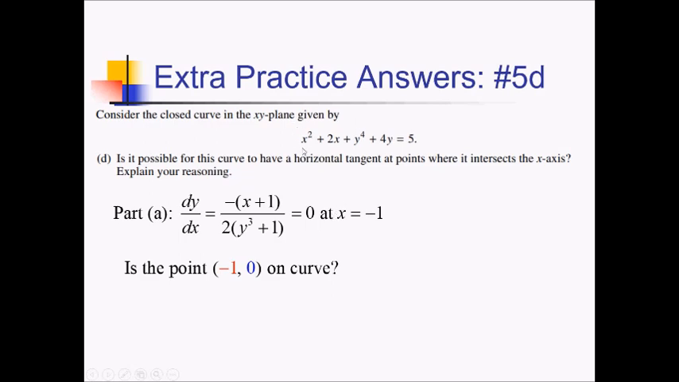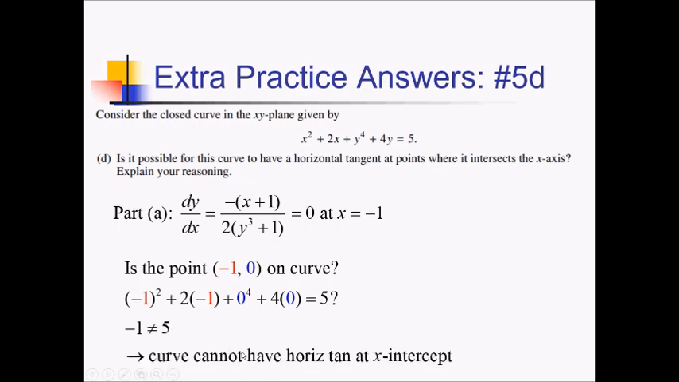So we're going to have (-1) squared plus 2 times -1 plus 0 to the 4th plus 4 times 0 equals 5, question mark. And let's see here. So this is 1 minus 2. That's -1. All these other things get zeroed out, and we still have 5 on the right side. So does -1 equal 5? Sure doesn't. So that means it is impossible. The curve cannot have a horizontal tangent that's on the x-intercept, because this was the only point of horizontal tangency, and it does not work out if you use a y value of 0 to go with that.